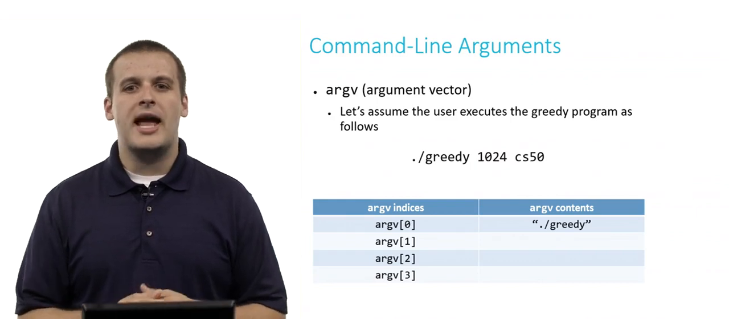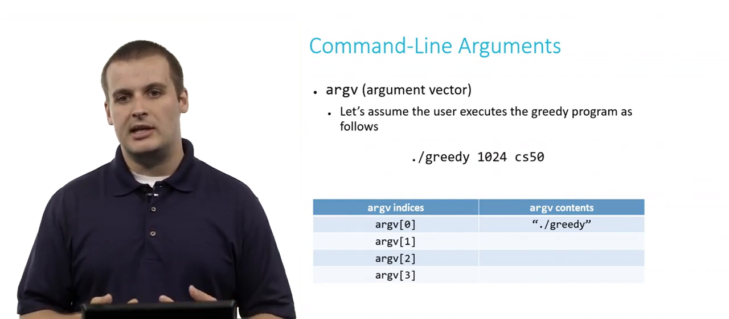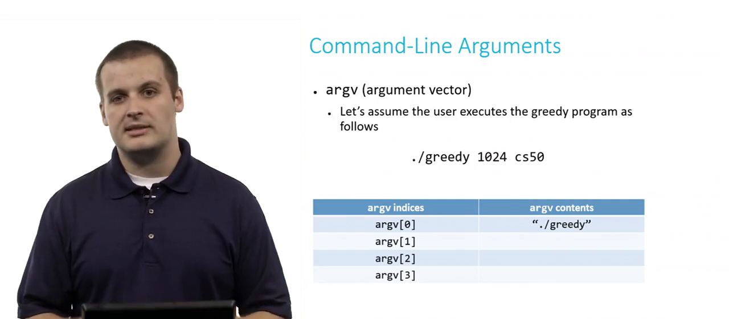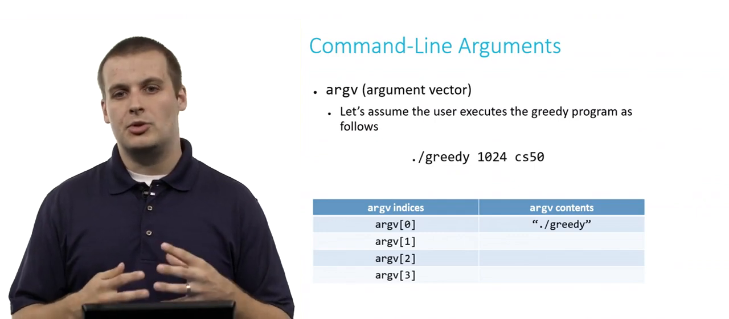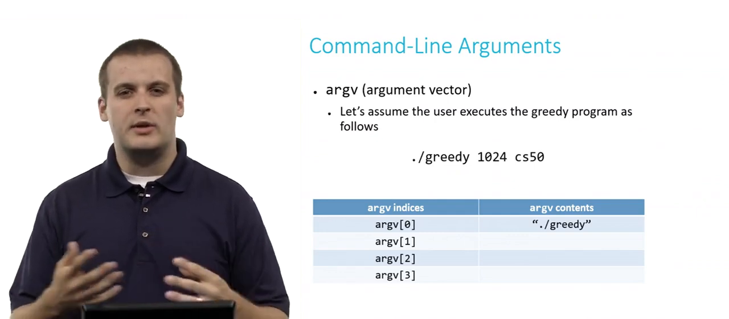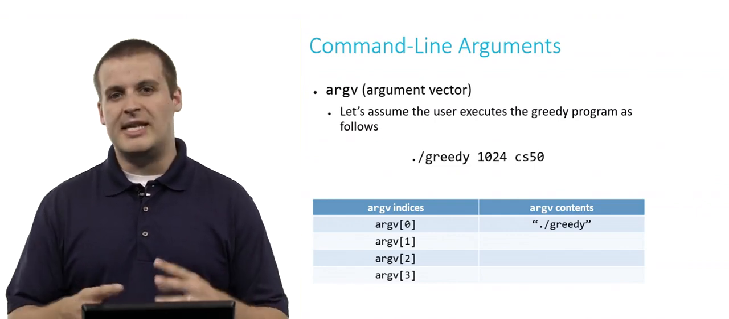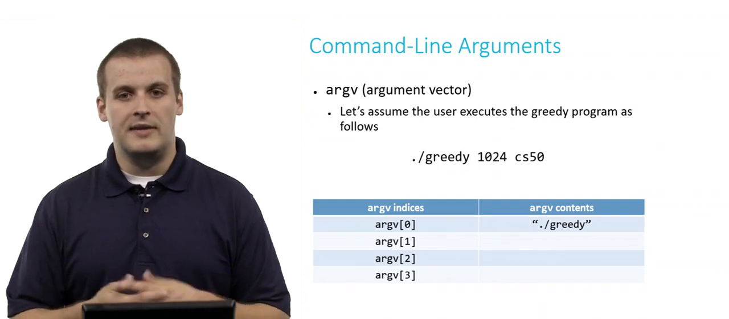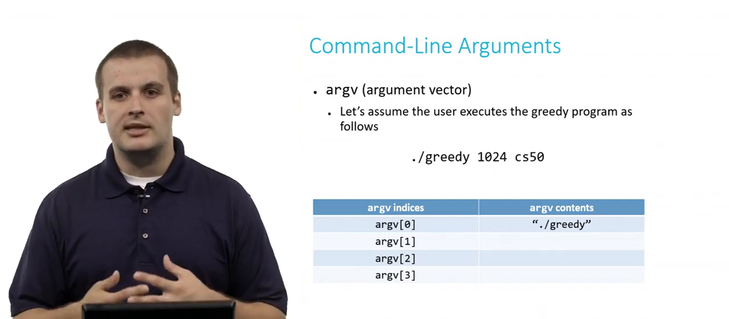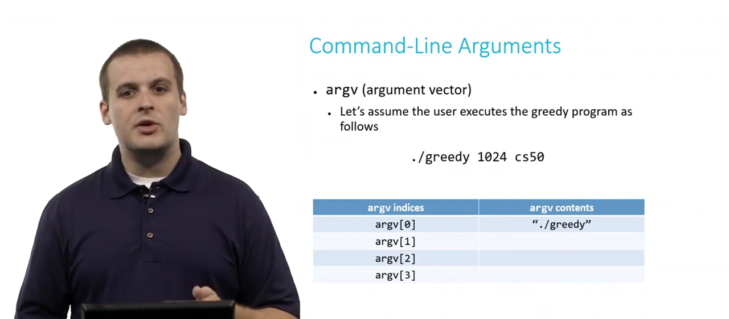So let's assume the user executes the greedy program as follows. If they type at the command line ./greedy space 1024 space CS50, and for whatever reason we've already prepared our greedy program to know and work with these command line arguments. We didn't previously when we worked on it for the greedy problem, but let's say we've now modified it so that we do process the command line arguments in some way. In this case, argv0 is ./greedy. What's argv1? Well, it's 1024, right?